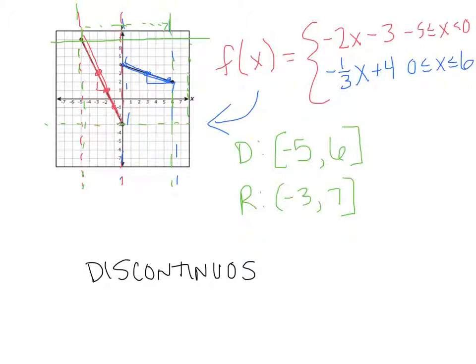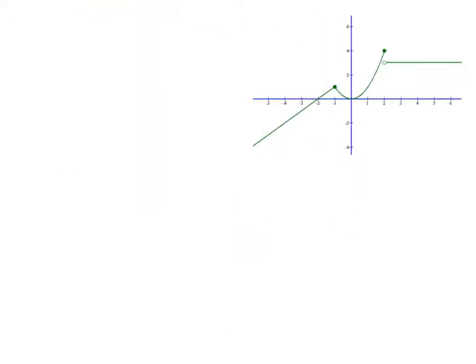Discontinuous, I think I spelled that wrong, because there are two different parts. They don't continue flowing into each other, and so it is discontinuous. I would have to lift my pencil. Alright, that's enough for that one. Let's move on to another example.